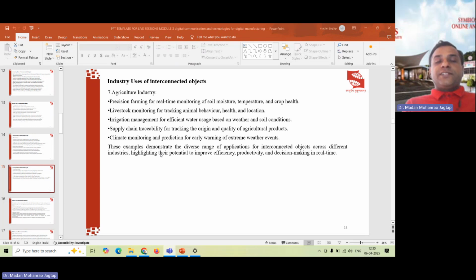So these examples demonstrate the diverse range of applications of interconnected objects across different industries, highlighting their potential to improve efficiency, productivity, and decision making in real time.